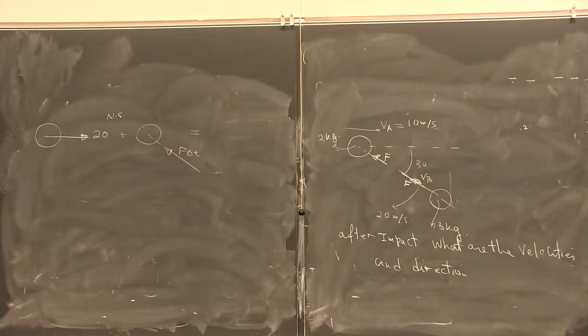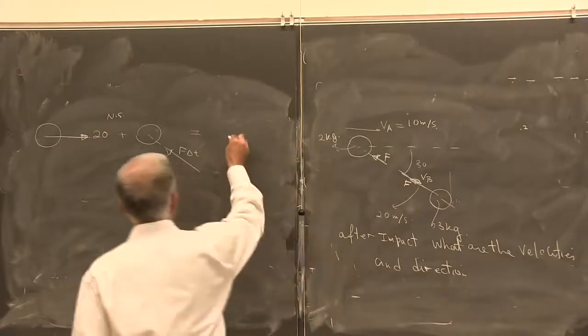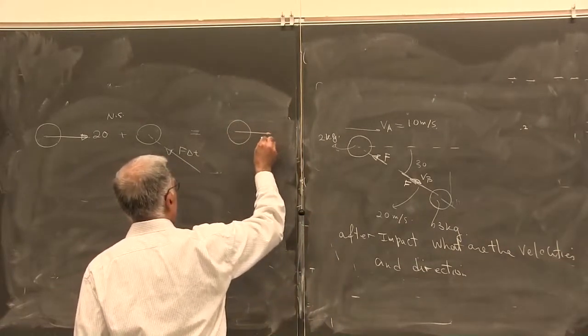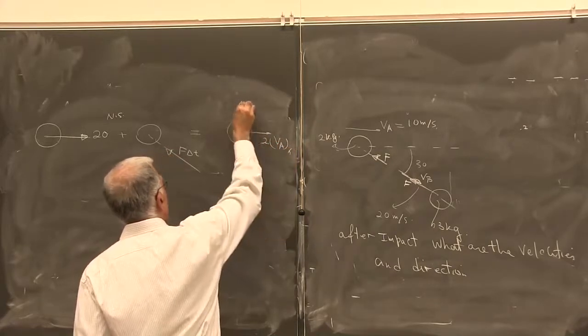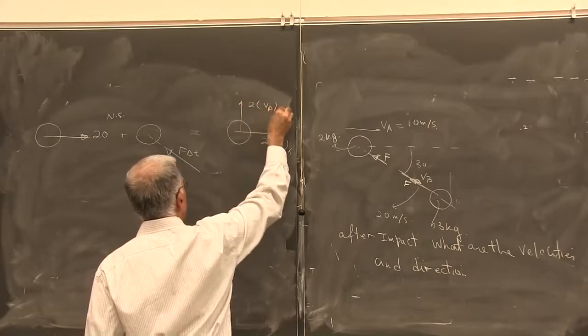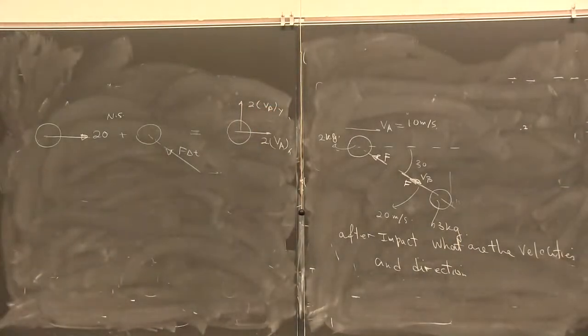Come on, guys. This is a graduate course. It's not undergraduate, where I should tell everything. So what's the momentum? It obtained a new momentum: 2 kilogram times VAx in the x direction, and 2 kilogram times VAy in the y direction. If you know VAx and VAy, then you are all set. That is the new momentum.